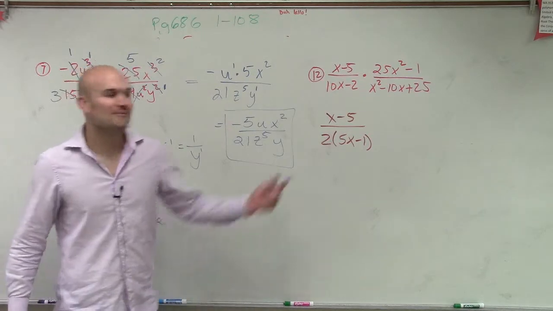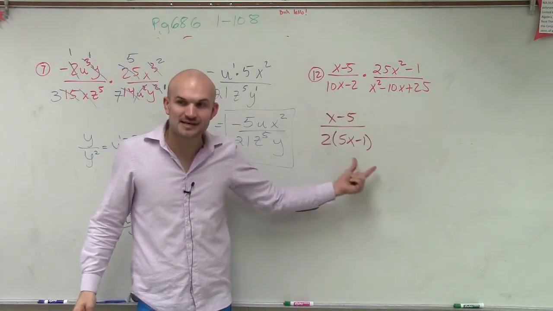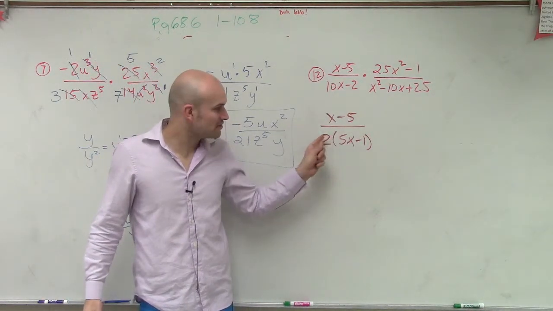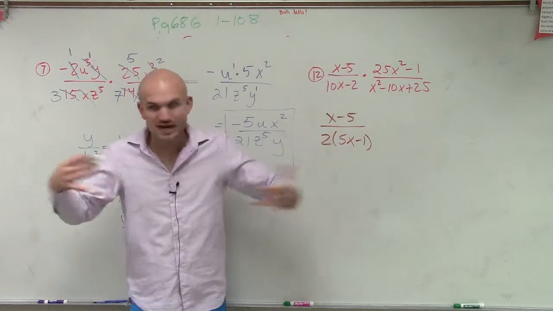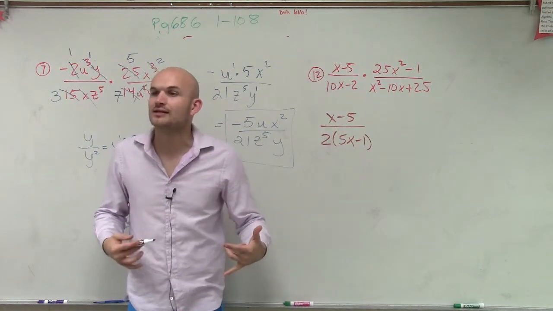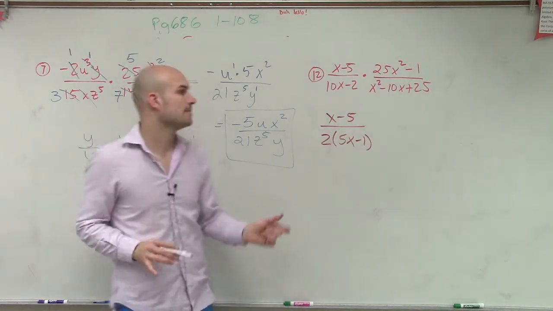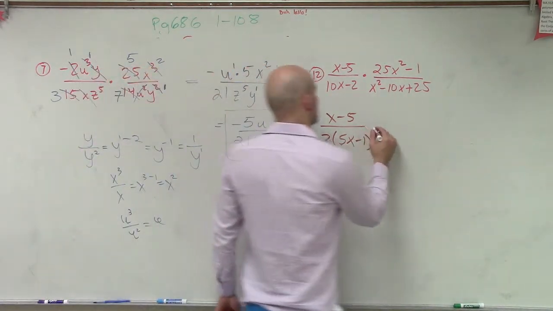Remember, all I did is rewrite this as a multiplication problem. So 2 times 5x is 10x, and 2 times negative 1 is negative 2. I didn't change the problem. I just rewrote it as a product. OK, Chris, is there a problem? No, you're good? OK. So now let's look at the next one.